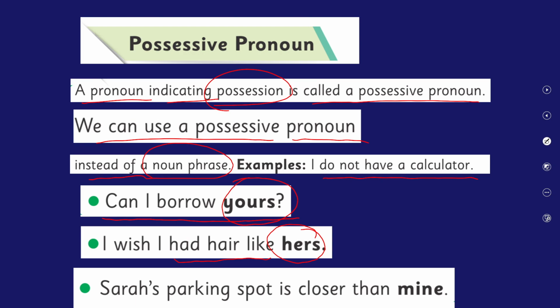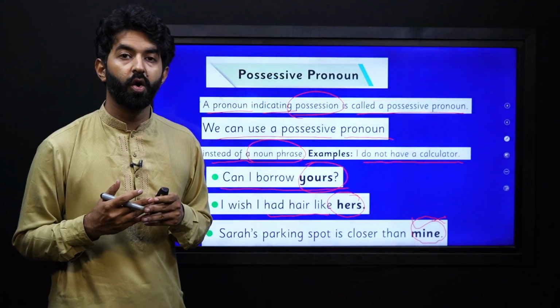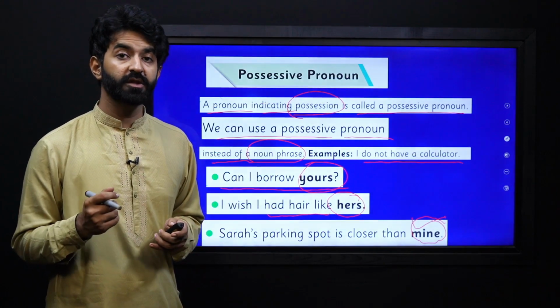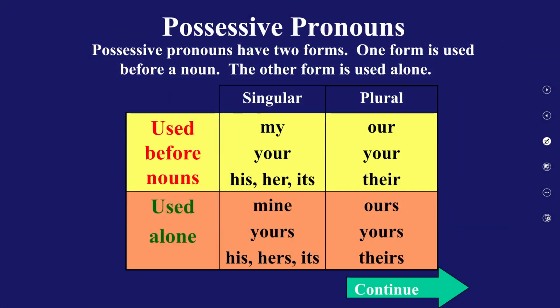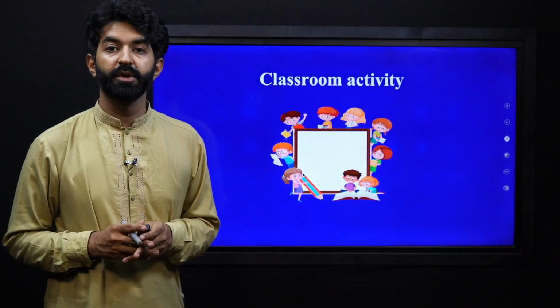Sarah's parking spot is closer than mine. This is also a possessive pronoun because it shows possession of anything of a person. So that's why they are called possessive pronouns. Here, possessive pronouns have two forms. One form is used before a noun, the other form is used alone. Let's see. My, your, his, her, or its is used before the noun. The plurals are also mentioned alongside, and mine, yours, his, hers, or its are used alone. Ours, yours, and theirs. So we are very much clear about these concepts.